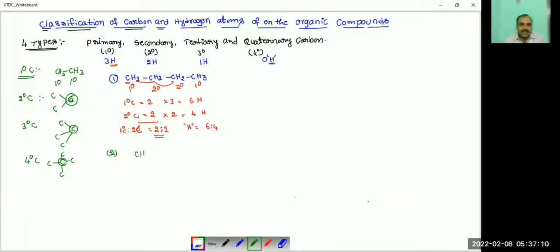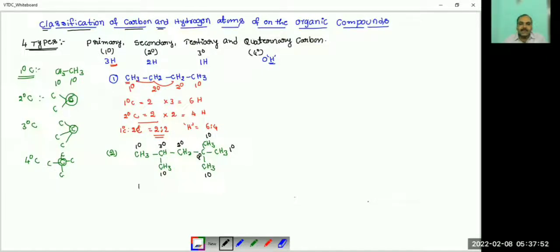CH3, CH3, CH2, CH3, CH3, and CH3. This is bonded with only one carbon, so this is primary, and this one is also primary, primary, primary, and primary. And this is quaternary, tertiary, and this is secondary, and this one is a quaternary carbon.